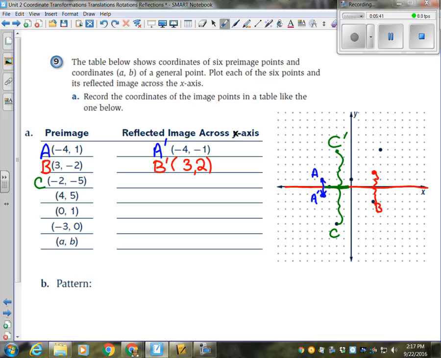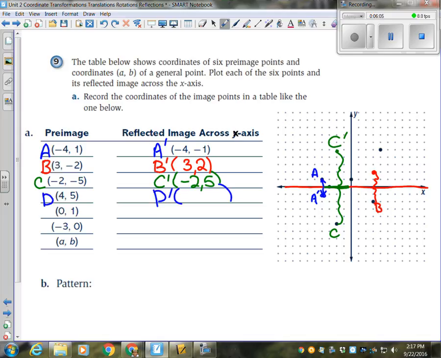So the easy thing about reflections is you can simply count the blocks or the points above the line, below the line. The coordinates would be negative 2, so C prime would be negative 2, still negative 2, so the X didn't change. But I'm going to go up 5 instead of down 5, so that's positive. Next point is D. Hopefully we've seen enough of these. I hope you get the idea.